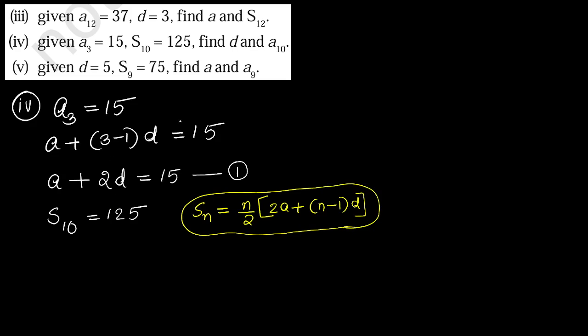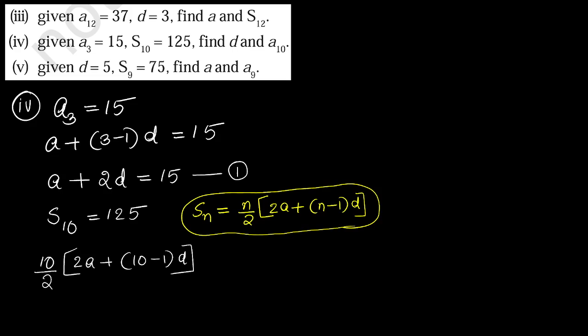Last term is not available. Let me use this formula: Sn equal to n by 2 into 2a plus n minus 1 into d. Here n means 10. We are going to add 10 terms. So in this formula n is 10. Let me substitute n equal to 10. n by 2 into 2a plus n minus 1 into d.